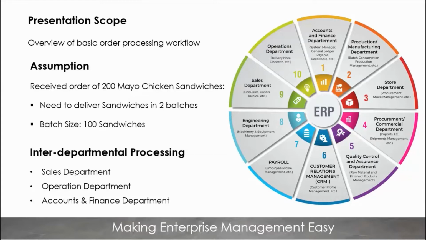Let's assume that we have received an order of 200 mayo chicken sandwiches. We need to deliver 100 sandwiches on the 29th of this month and the remaining 100 sandwiches on the 30th of this month. In the coming videos, we will also see the procurement of raw materials for this order.